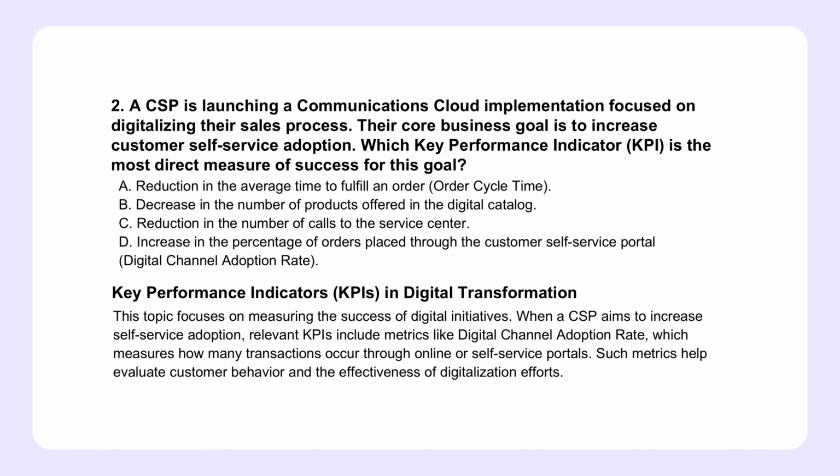Okay, let's pivot a bit, from that technical constraint to strategic measurement. Let's say a CSP is digitizing its entire front office. Big goal. Huge goal, a multi-million-dollar initiative usually. And their core strategic aim is increasing customer self-service adoption. If you're the CTO, what's the single most direct key performance indicator, the KPI you watch, to see if this transformation is actually working?